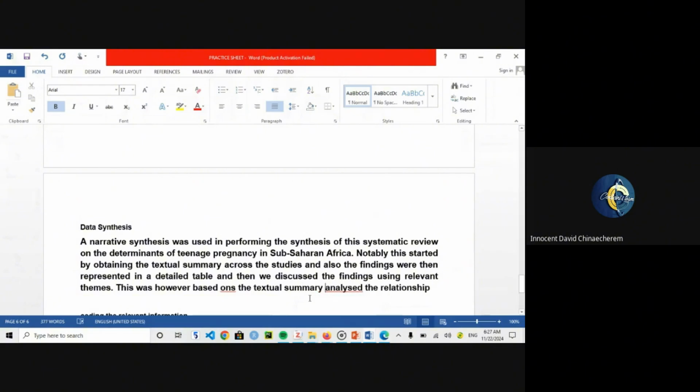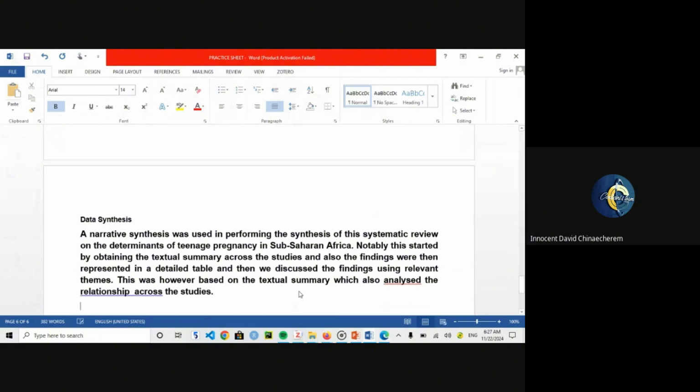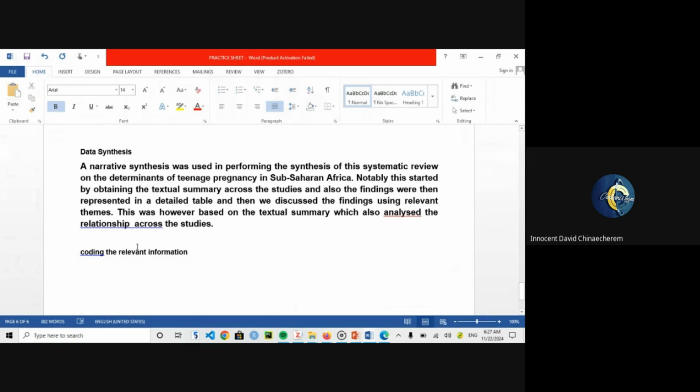So the first is based on the textual summary, then the relationship. Now the idea here is that we have gotten the relevant insights that we need in performing our analytic synthesis. And the first thing we perform here is to enter the studies. Whenever we want to perform our analytic synthesis, we enter the studies, then we obtain the themes.